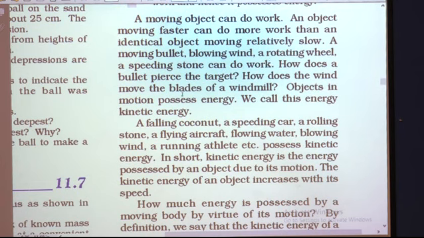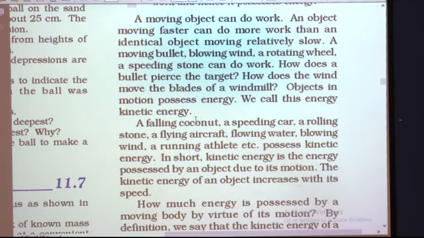How does a bullet pierce the target? How does the wind move the blades of a windmill? So, how does a bullet pierce the target? Because the bullet has energy when it is moving, and when it hits the target it pierces the target. Similarly, the blades of the windmill have energy. Because of this energy, the blades of a windmill can move and do work.